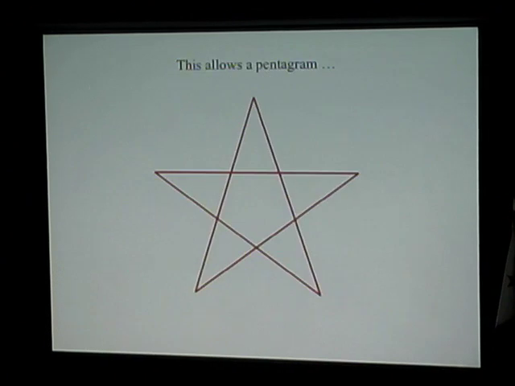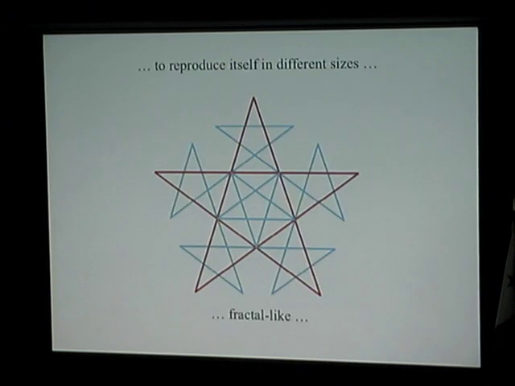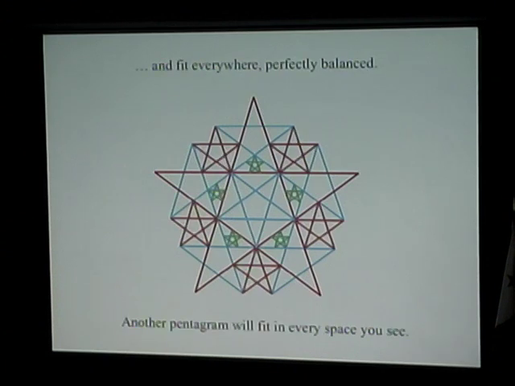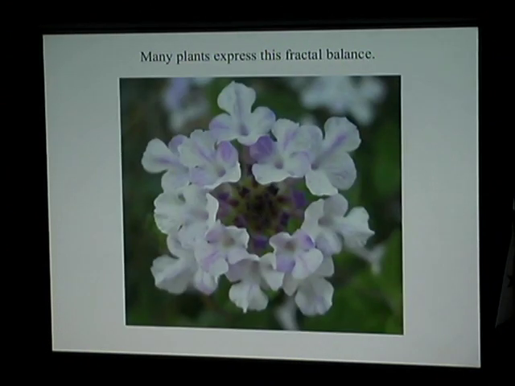It's quite lovely. And so what this does is allow this pentagram to reproduce itself in different sizes, fractal-like. And in fact, it'll fit everywhere, balanced. In other words, another pentagram will fit in every little space you see. It reproduces itself over and over again. The idea of fertility and generation right here, and regeneration. So we see this throughout the plant world. When you see five-petaled flowers on a bush, it's because all these different flowers can exist in different stages of growth, different sizes, different weights, all at the same time and remain perfectly balanced.